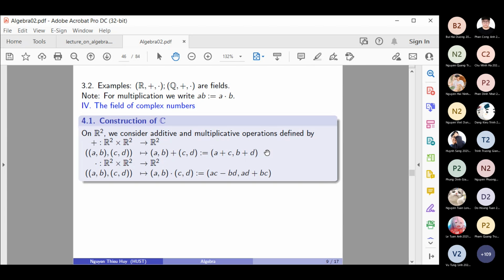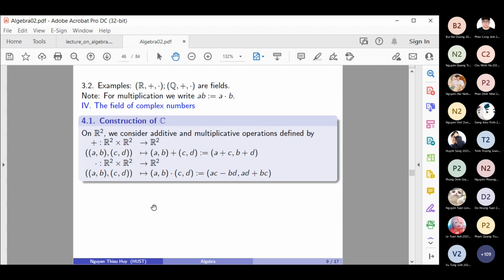But for the multiplication, it's a little bit ridiculous. You have a, b, c, d, and you have to define the multiplication of these two elements. So (a,b) multiply (c,d), and we define it as follows: we take a times c minus b times d, and this plays the role of the first component, and the second component is ad plus bc. Actually, you see, these assignments are well defined. So you have mappings, therefore you have binary operations.